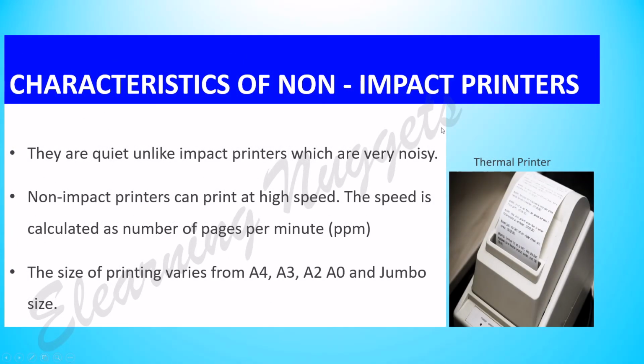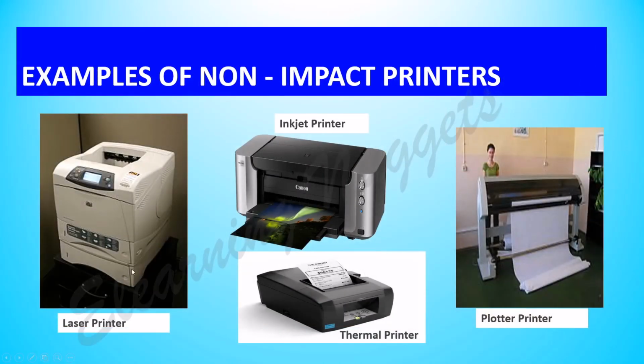Now looking at the characteristics of non-impact printers, they are less noisy and they can print at high speed. The speed is calculated as number of pages per minute, and the size of printing varies from A4 size to A3, A2 up to jumbo size. So any size of paper that we put in these printers, you are able to take a print.